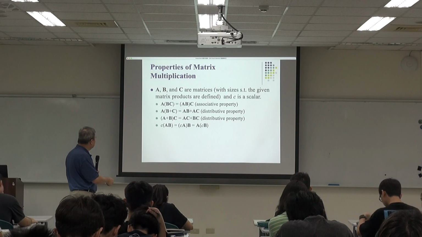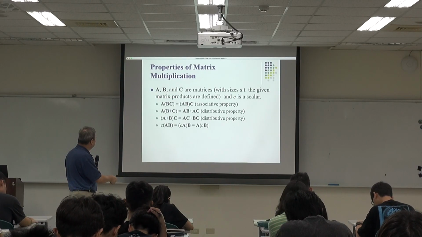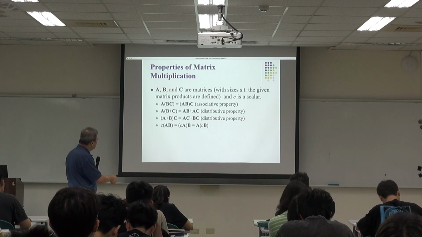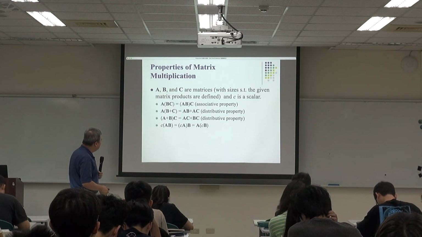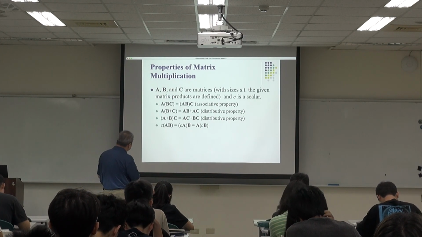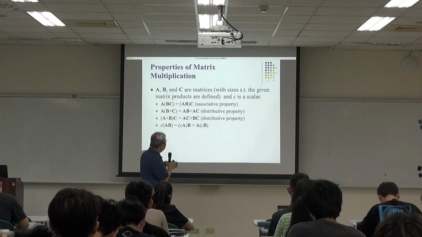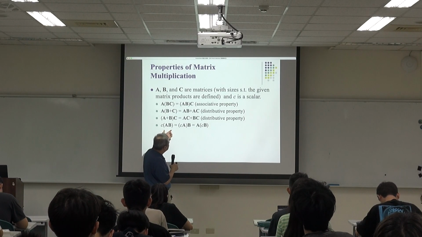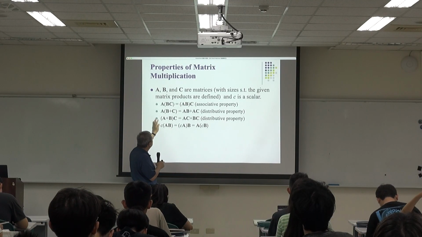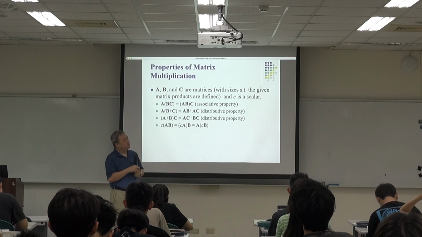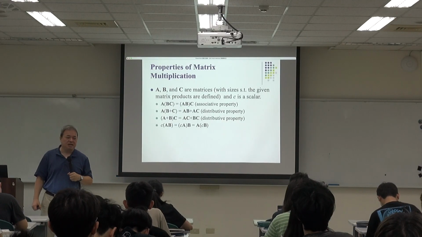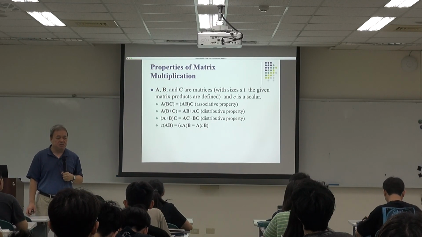And also, the scalar C times A plus B. You can multiply this scalar to A first, or you can multiply the scalar to B first. It doesn't change the result. So these properties, of course, need to be proved, just like the previous properties.